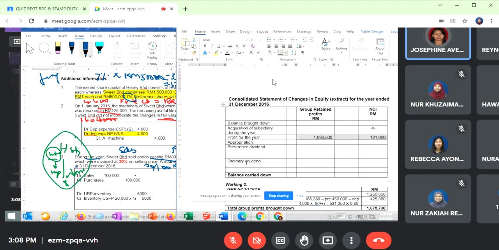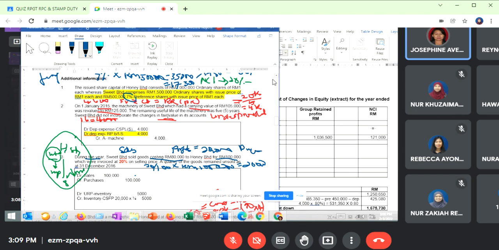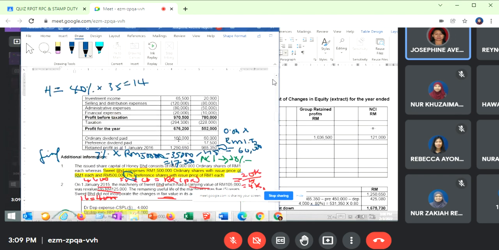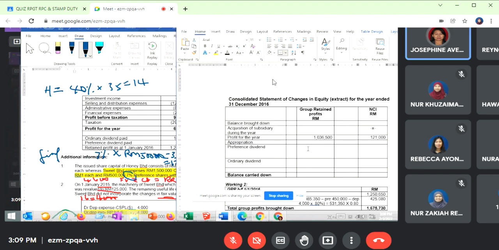Now, as for the dividends, you can start with the dividends after that. So you remember what is appropriated from group retained profit is the dividend that is paid by the parent company only. So you go back to your question. You can see here the parent has appropriated ordinary dividend. So that is what we will appropriate from the retained profit of the group. Only the ordinary. Preference, there is none.